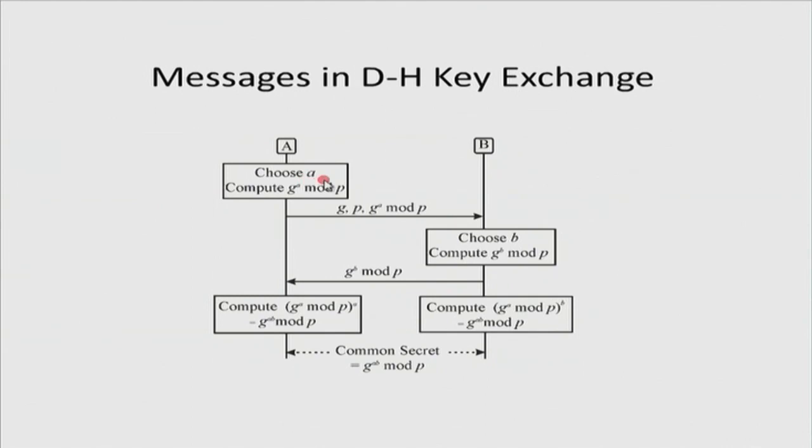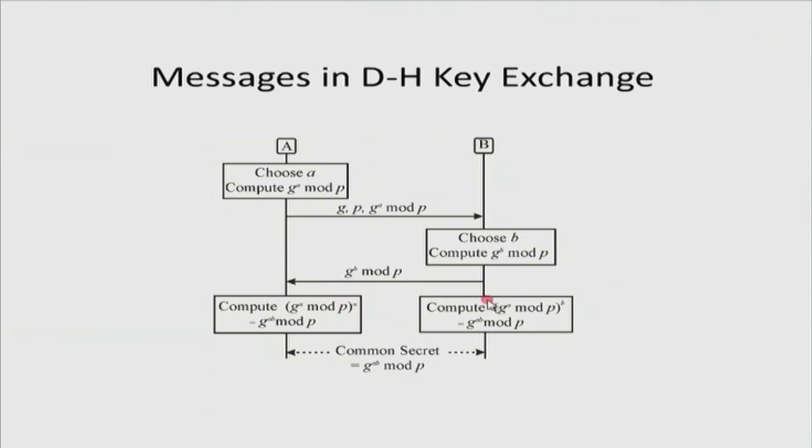So that A is like a private key and G raised to A mod P is like a public key. So she sends across the parameters P, G and her public key G raised to A mod P, and the other party B, what he does is he correspondingly chooses an integer B between 0 and P minus 1 and then computes G raised to B mod P and sends that thing across.